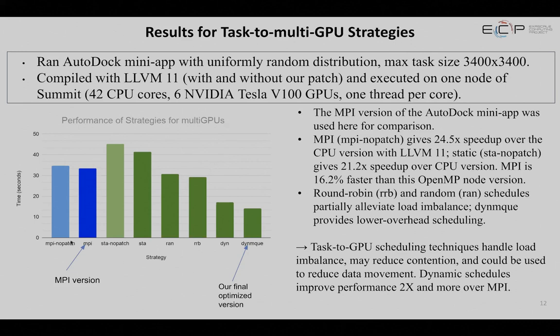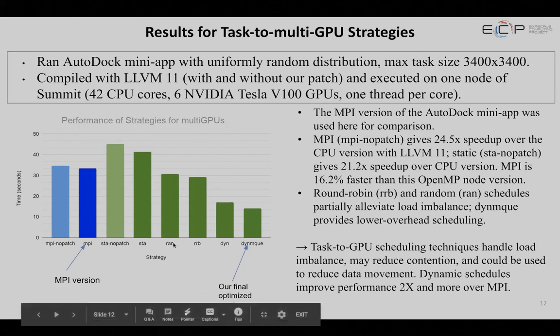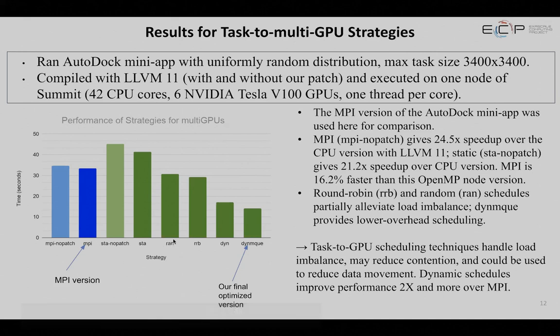We can see in the blue, ignore the no patch, this blue here is showing the MPI version, the execution time. Then ignore again the static no patch. The static here is just the static mapping of these target regions to GPUs. And then we have a randomized selection of GPUs. So randomized, each thread chooses a random GPU to run on. And then this is just each thread chooses the next GPU in a cycle.